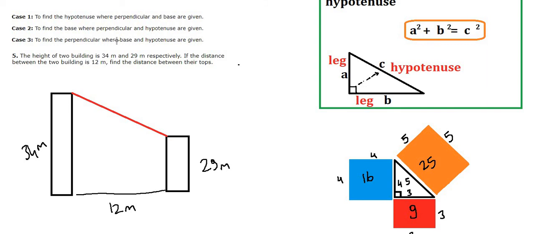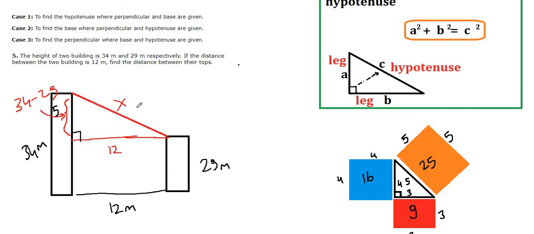So we can construct a right triangle. This is also 12. So here is the difference between 34 and 29. So 34 minus 29 is this difference, and we're going to find this. So 34 minus 29 is 5. This is 12 and x. Since this is a right triangle, we can apply Pythagorean theorem.